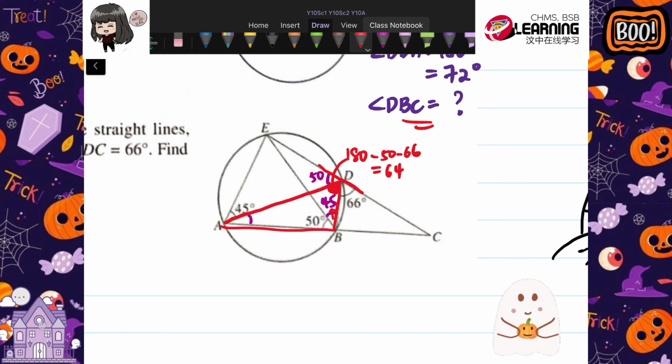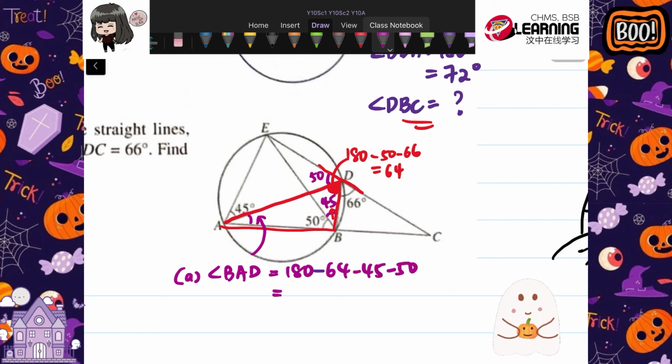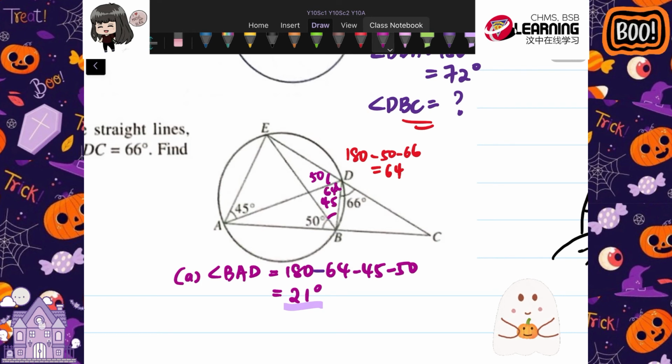So if this is 64, meaning that angle BAD equals 180 minus 64 minus 45 and minus 50. Then you will get 21 degrees. So BAD is 21. I'm going to write it down here. Here 45 we counted already. Here is 64 we counted already also. Here is 21 after calculation of the triangle.